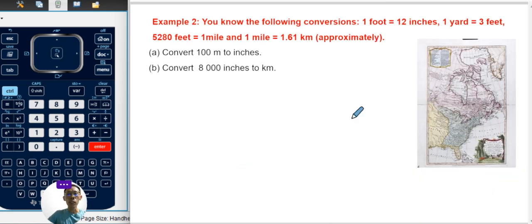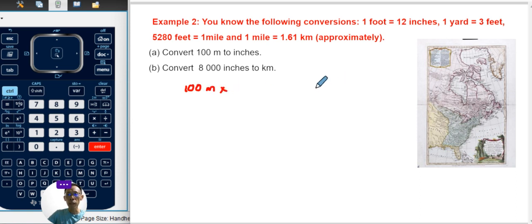Here we have example 2. You can think about, in the US, for example, they use foot and inches, whereas in Indonesia or in Malaysia or in Japan, we use kilometer. How do we translate meter to inches and inches to meter? So convert 100 meter to inches. So we have 100 meter here.